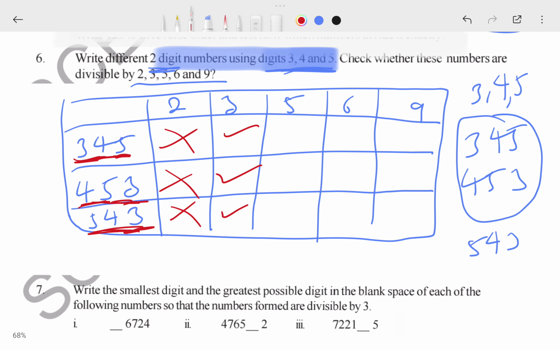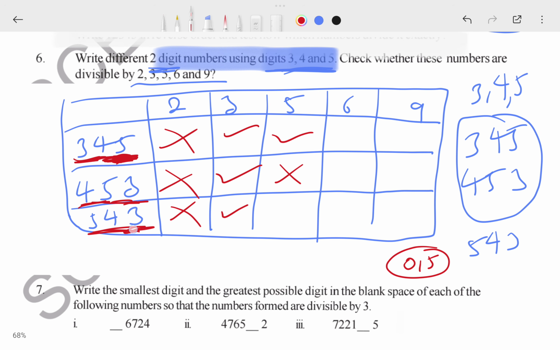So now checking the 5. What number will be divisible by 5? If the end of the number is 0 or 5, then this number is going to be divisible by 5. So here the end number has to be 5. The end number is 5, so it means that it is divisible by 5. If the end number is 3, it is not going to be divisible by 5.